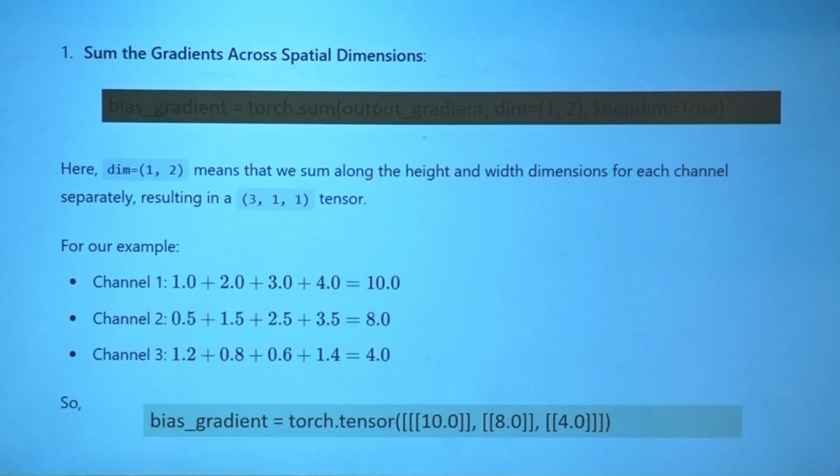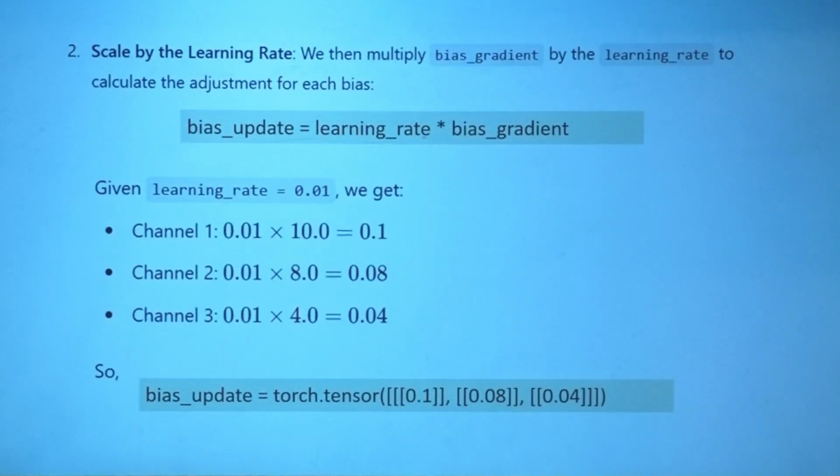Clear? Okay. Once you did this, using the learning rate and the bias gradient which was calculated earlier, you can update the biases so that you will get the updated biases.